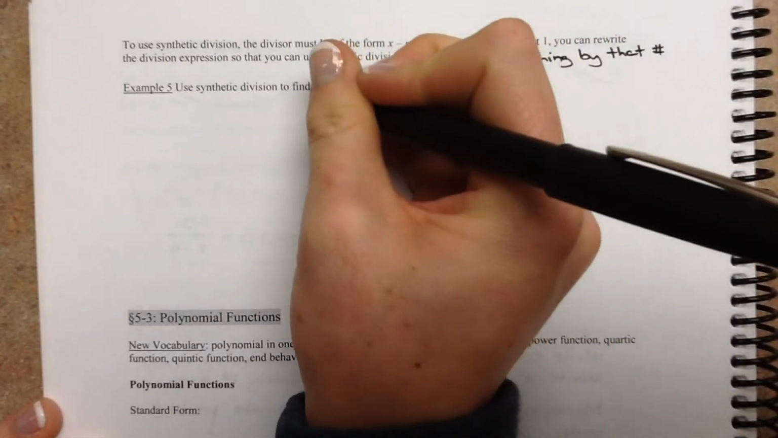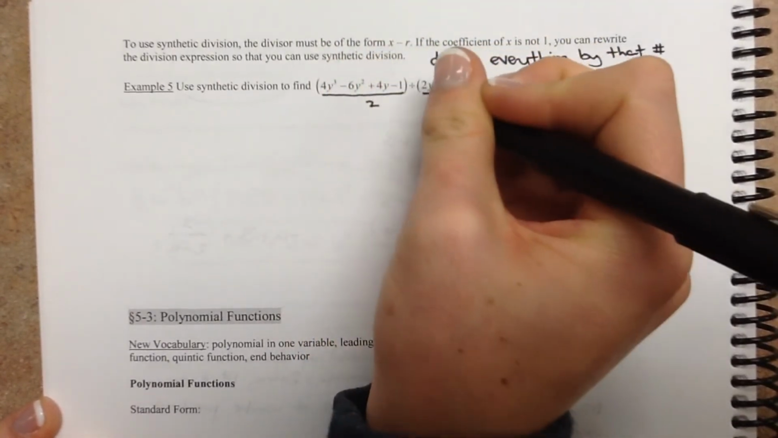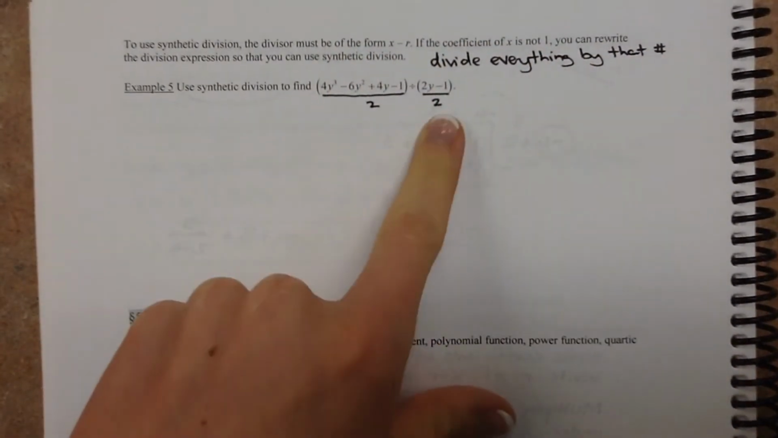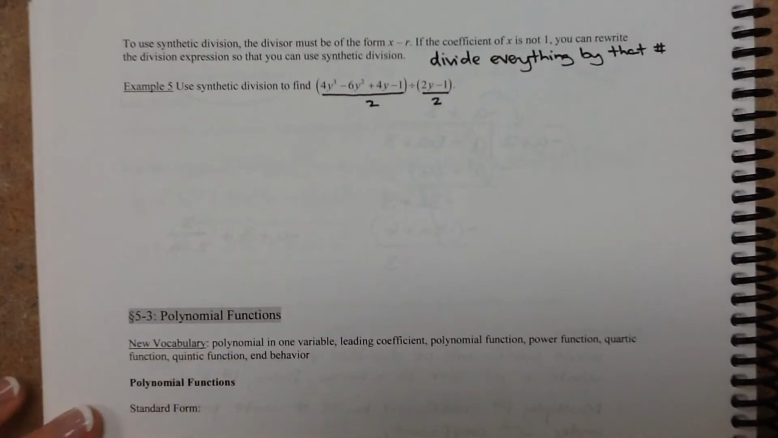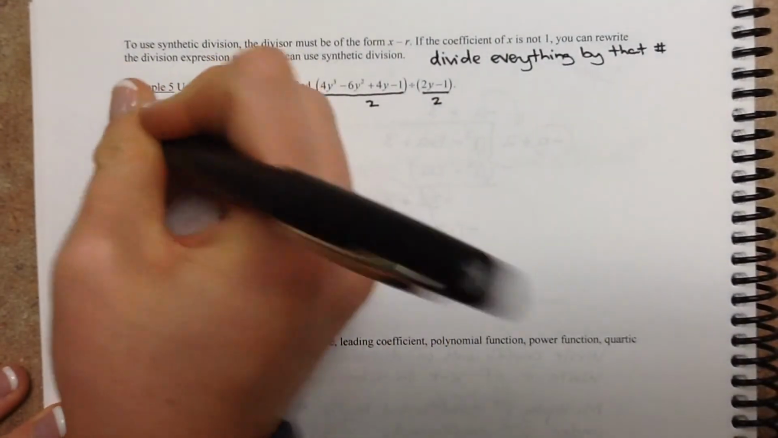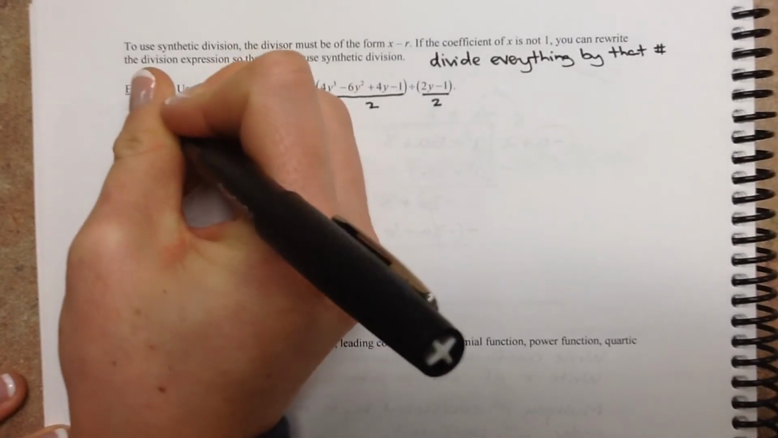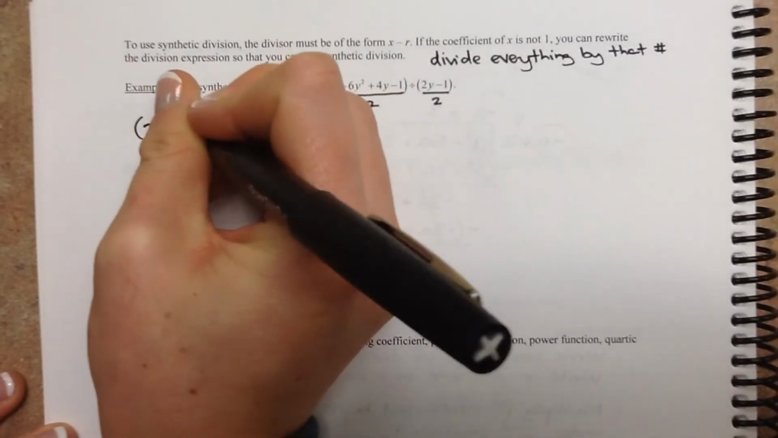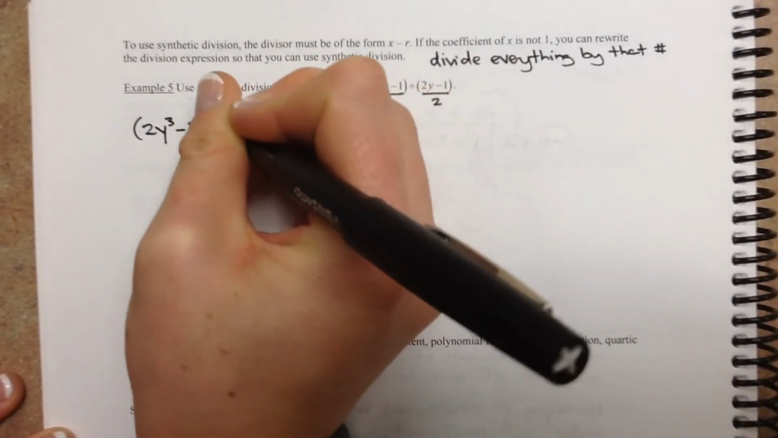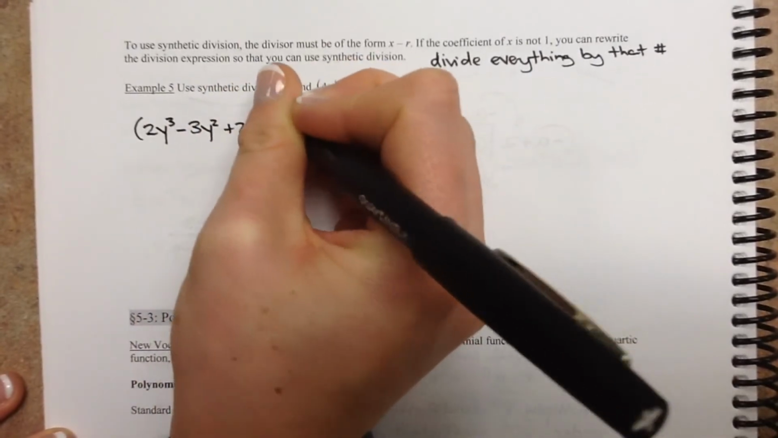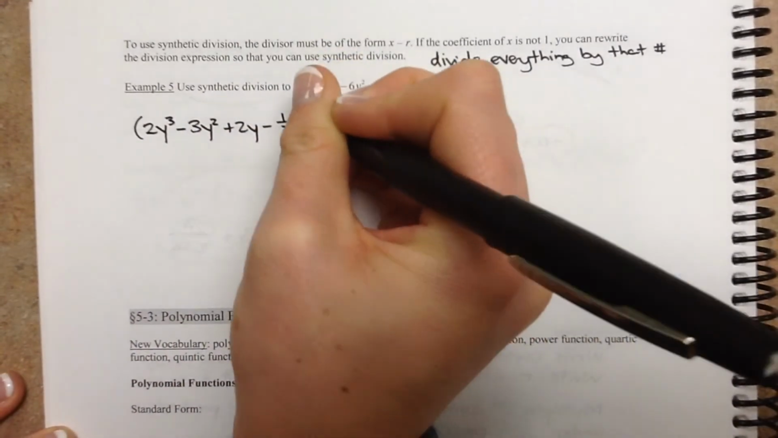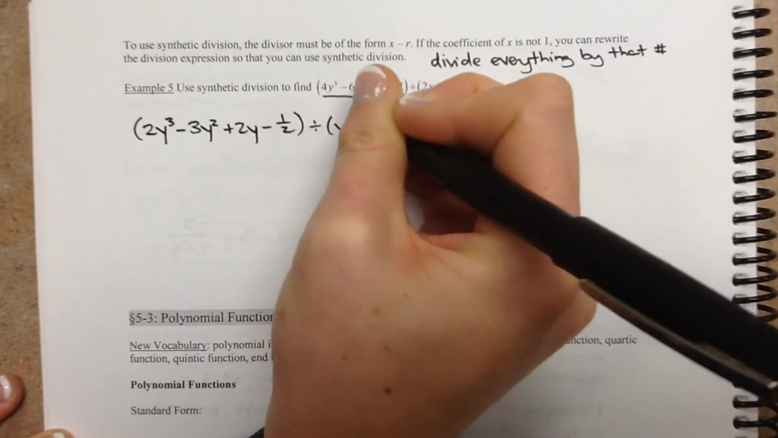All right, so take everything we've got, divide everything here by 2, divide everything here by 2. And again, I'm just picking 2 because that's the number in front of the y. Okay, so now I'm going to rewrite it. Divide everything by 2. So 4y cubed becomes 2y cubed. 6y squared becomes 3y squared. 4y becomes 2y, and then minus 1/2 divided by y minus 1/2.